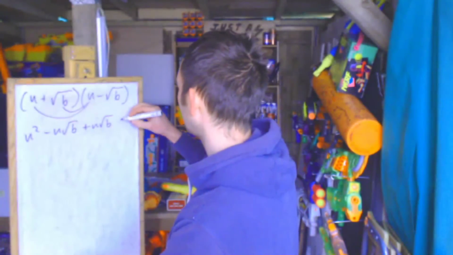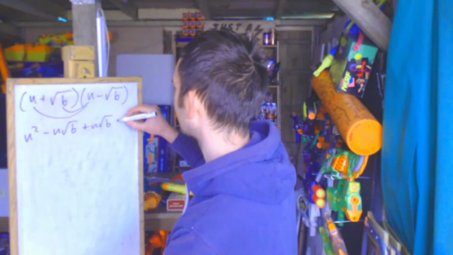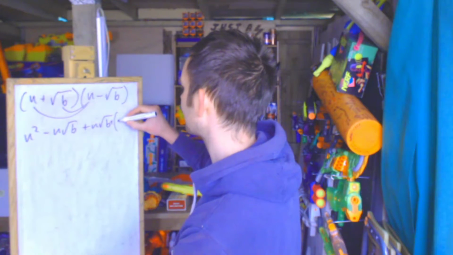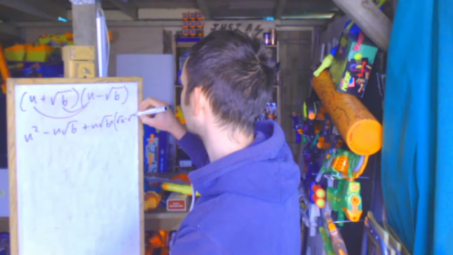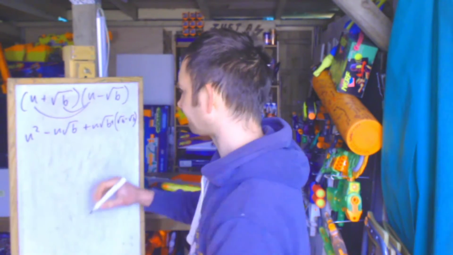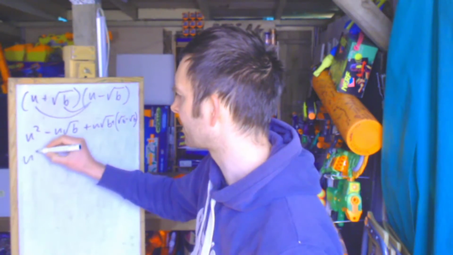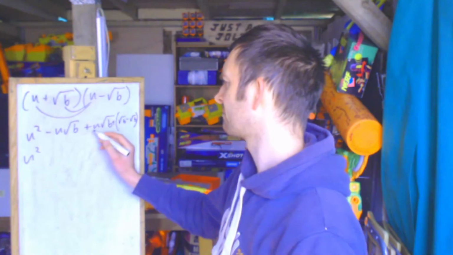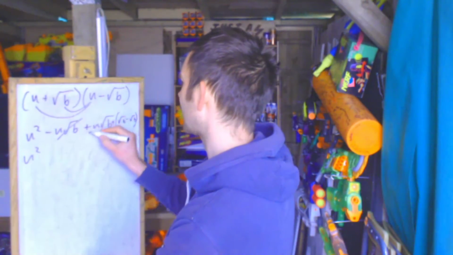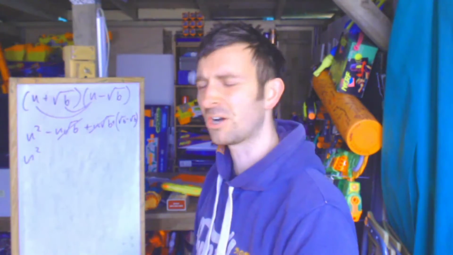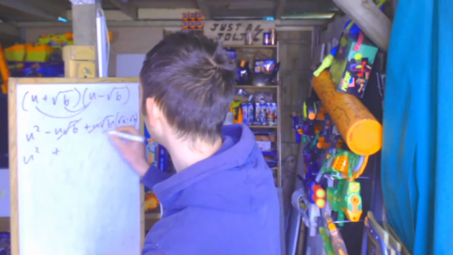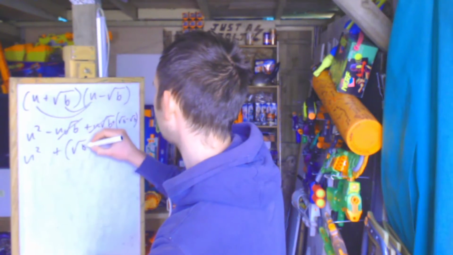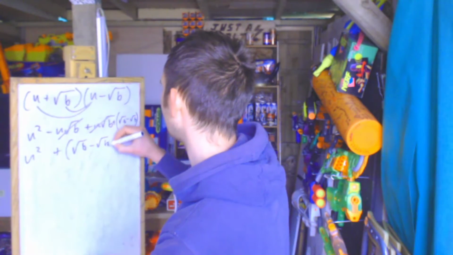So let's just write it out and see what happens. I'm actually going to put this in brackets. Plus root b minus root b. So let's simplify this a little bit. So minus u root b plus u root b. Well, these are just going to cancel out, so these are gone now. So what we're left with is this at the end. So plus root b minus square root of b.